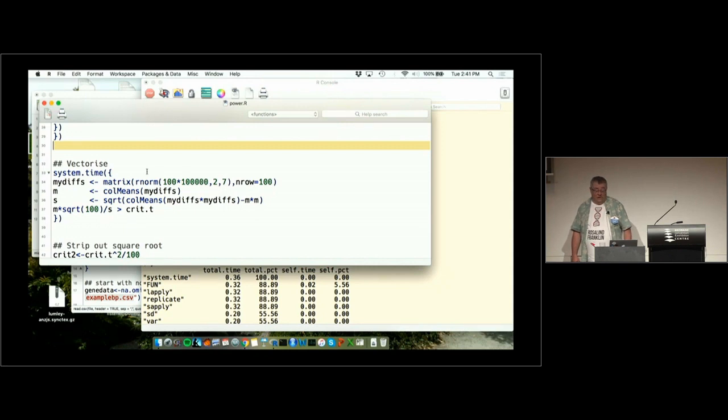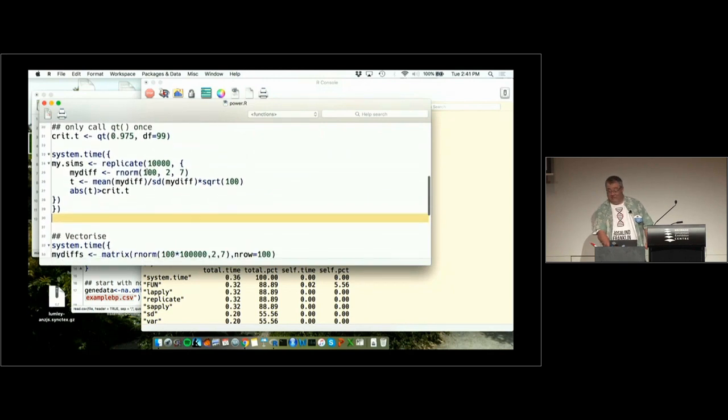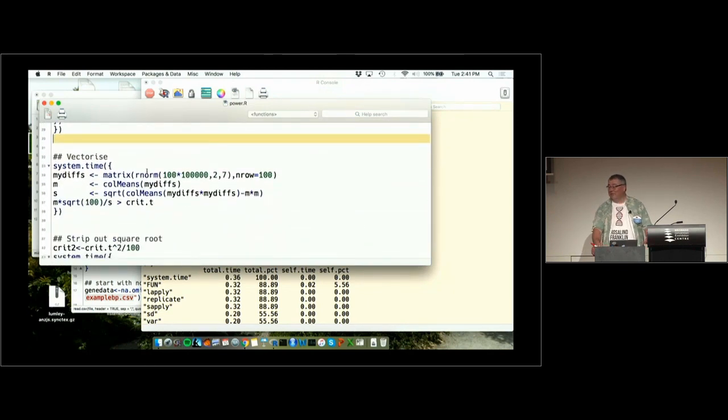So rather than doing, well, it was previously 10,000, I've put it up to 100,000 because otherwise it would be too fast to measure. We're going to make a matrix that's got 100 rows, and we're going to have all 100,000 of those vectors in that one matrix. So it's got 100,000 columns and 100 rows. So that's the entire set of simulation replicates that we were previously doing in a loop, we're currently doing all at once.